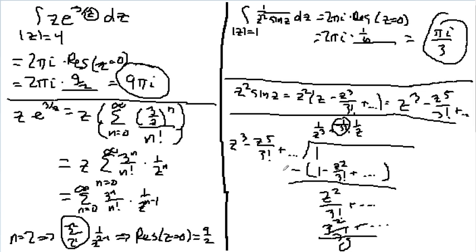So I can use my high school skills to help me with this. All I need to do is use polynomial long division on the numerator and the denominator, and I get that 1 over 3 factorial is the residue. I just plug it in there and I'm done.